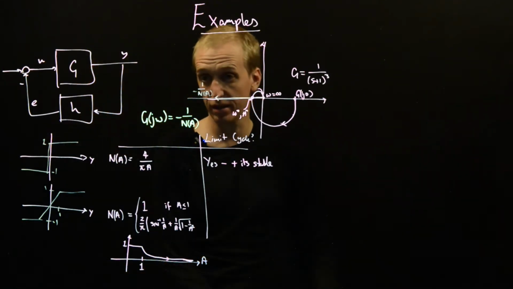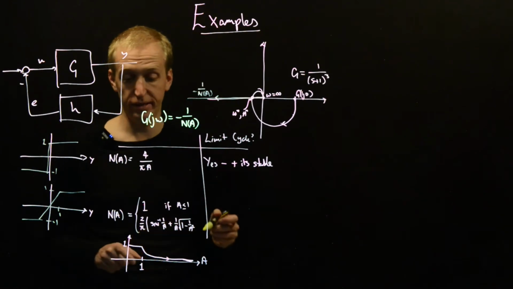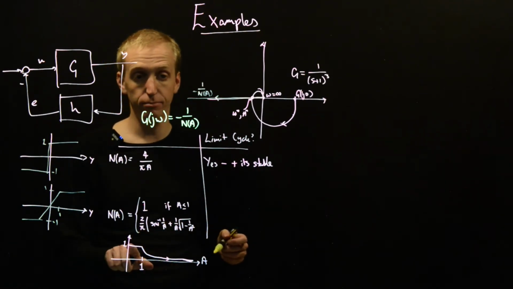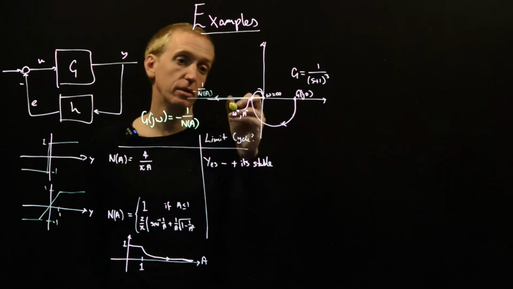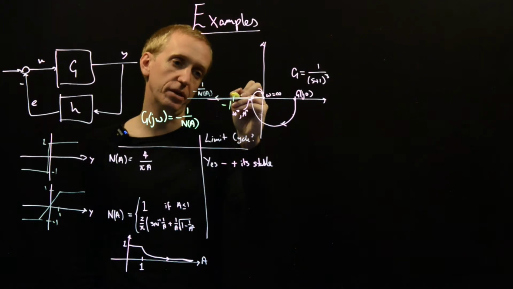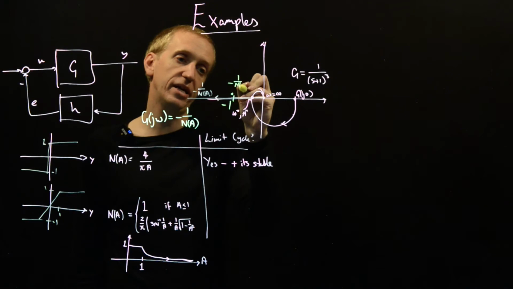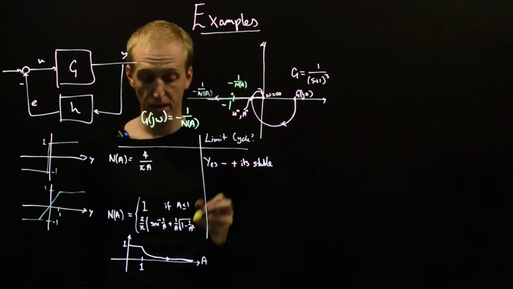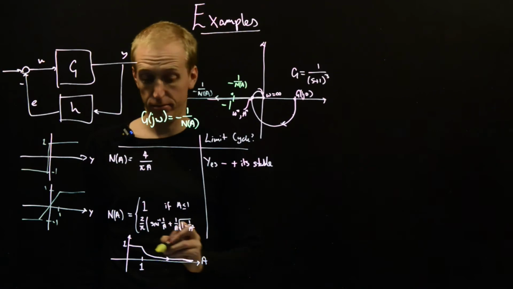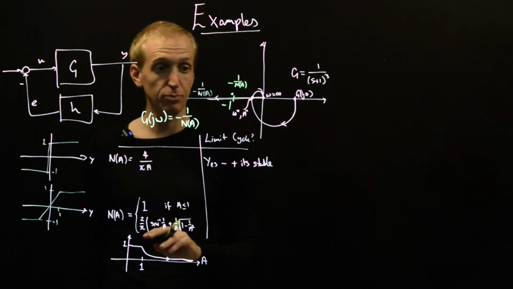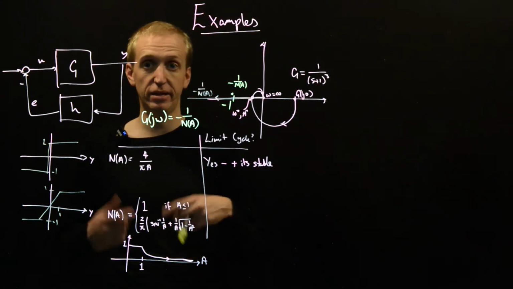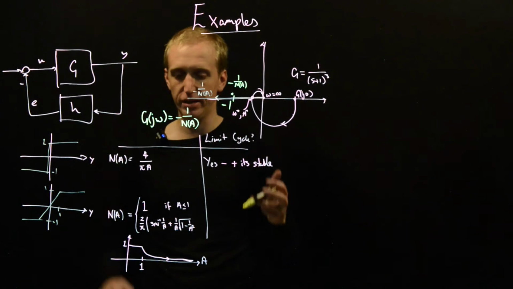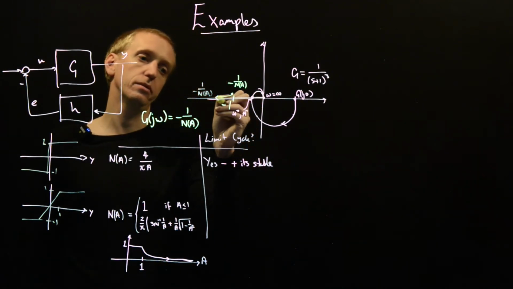So what does -1/N of a look like this time? Well, when a is equal to 0, N of a is equal to 1, so -1/1 is just -1. So now our -1/N of a curve starts here, and then as a gets bigger and bigger, N of a gets smaller and smaller. So 1/N of a gets bigger and bigger, and so it goes this way.